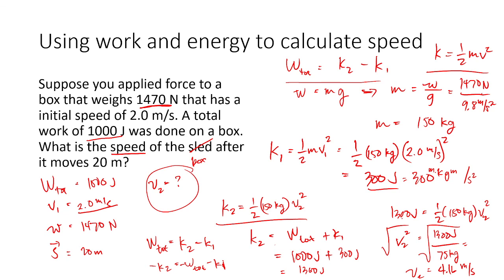Then, sinubstitute natin yung 1,300 joules na yan dito sa K2 na ito. Kaya nakuha natin yung 1,300 joules is equal to 1/2 of 75 kilograms times the square of the V2 or the final speed. So in that, ayan, kinuha natin yung square root nung division or nung ano natin, pag-simplify. And we have there 4.16 meters per second. So that is our calculations of speed using work and energy.